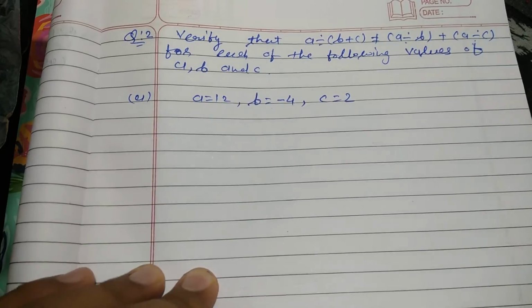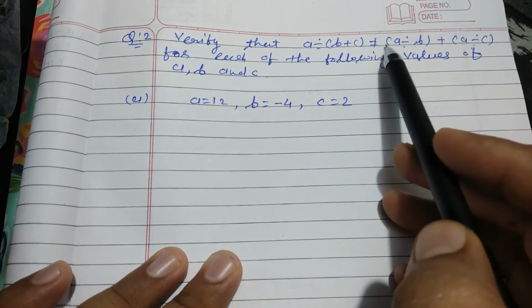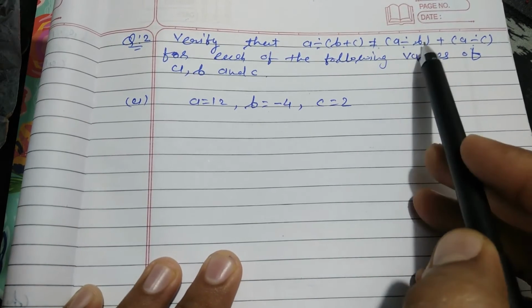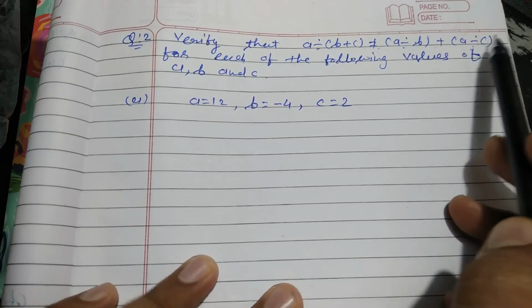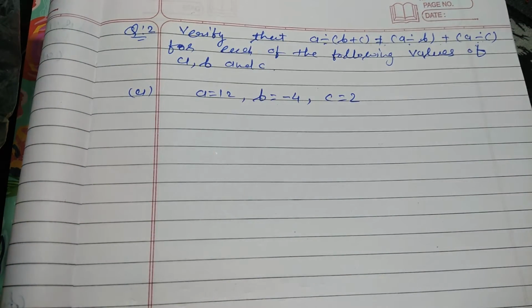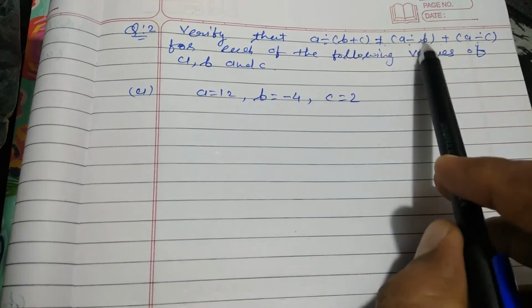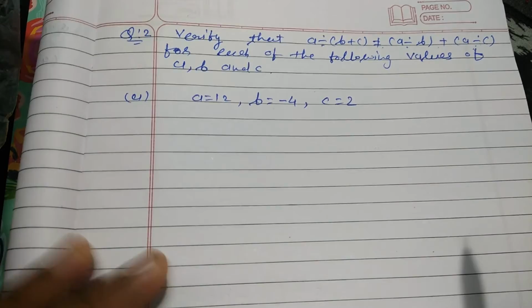Next question, question number 2. Verify that a divided by, in the bracket b plus c bracket close, does not equal, in the bracket a divided by b bracket close plus, in the bracket a divided by c bracket close, for each of the following values a, b, and c. So here we have to verify that these two sides are not equal, and the values of a, b, and c are given. So let's start.